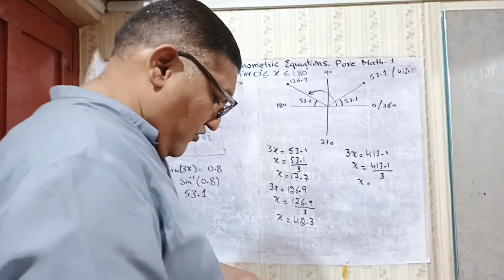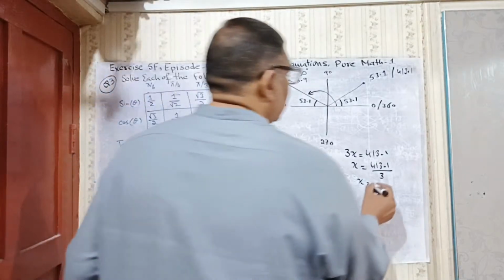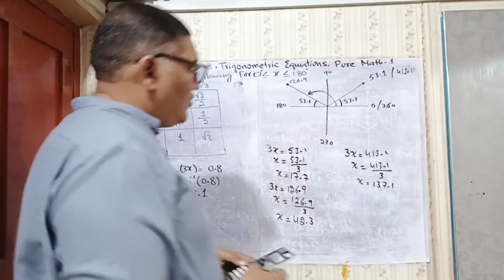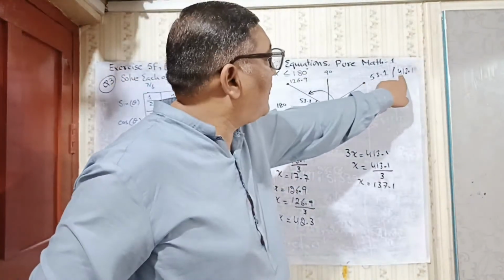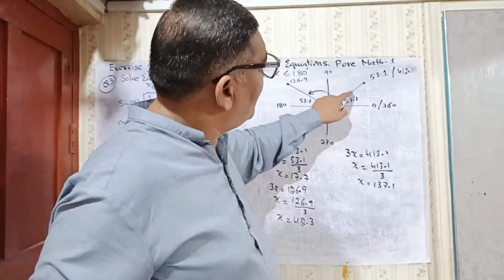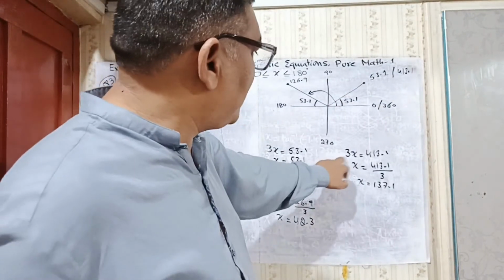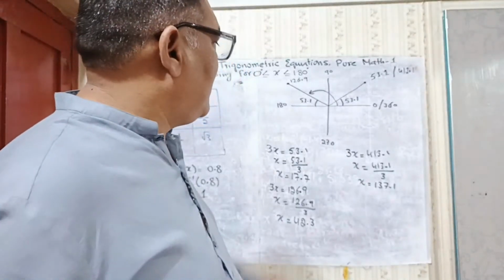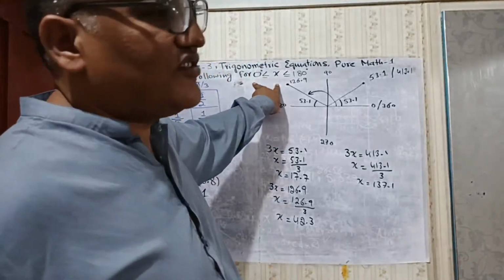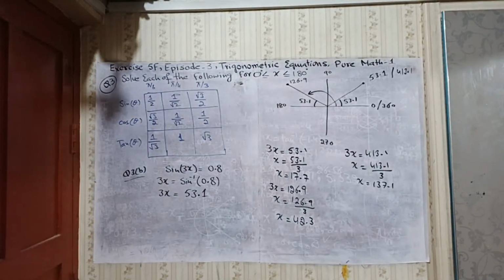413.1 divided by 3 is 137.1. So you see, this is again in this range. Try to understand how I get 413.1: complete one cycle and go further 53.1, you will be in the first quadrant, but that angle will be 413.1. So I make 3x equal to 413.1. When I divide by 3, the answer x comes 137.1, which is in this range. So there are 3 answers. We can even try the fourth one also.